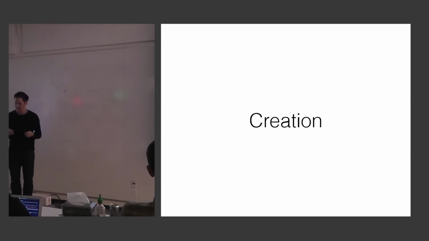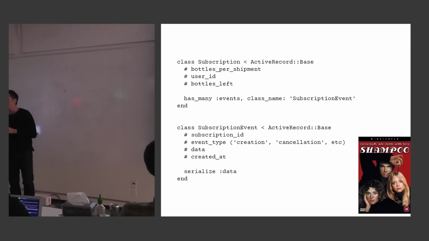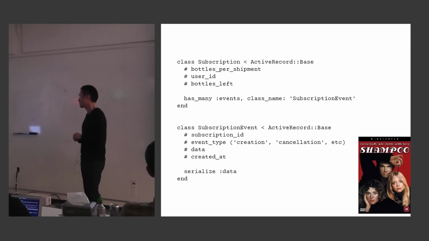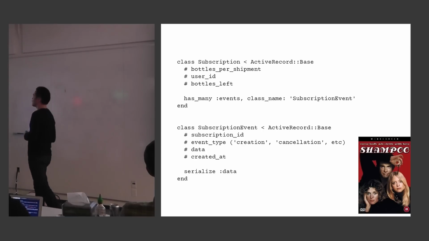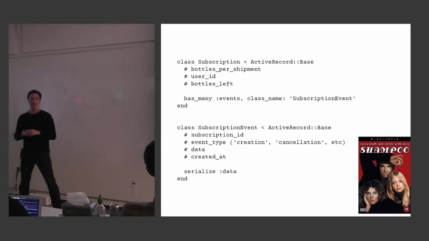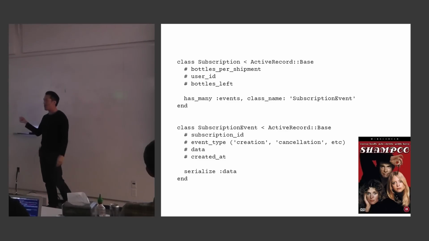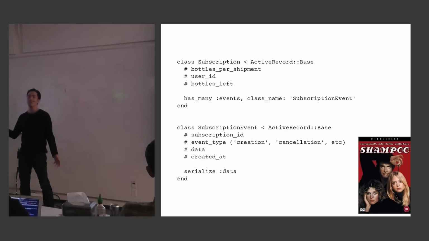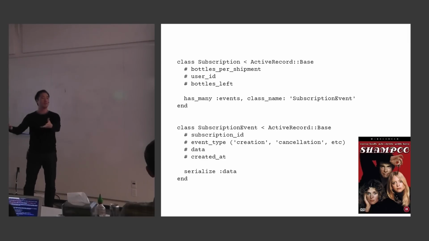So we'll start with creation, right? Let's say you work at a subscription service that sells bottles of shampoo in the mail. This is a terrible idea for a startup, but it's not the worst. And let's say these are the two models you're dealing with. You've got a subscription. For now, you need it to support bottles per shipment. That's a number, user ID, because it needs to be connected to a user, and the number of bottles left, right? You paid for some amount of bottles, you're going to get some left at some point in the future.